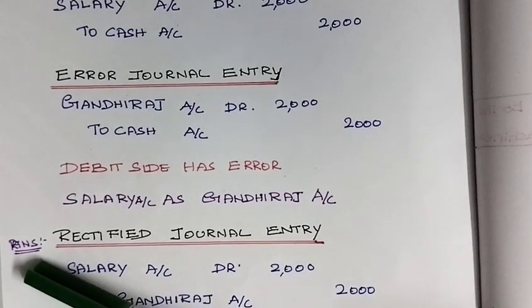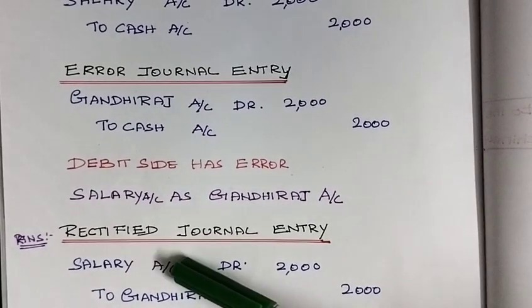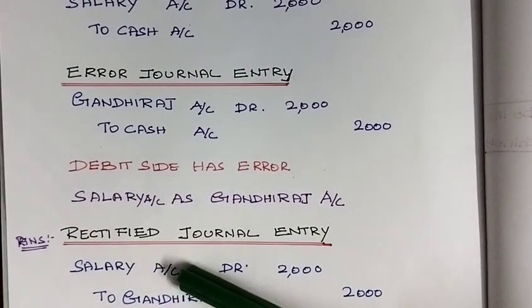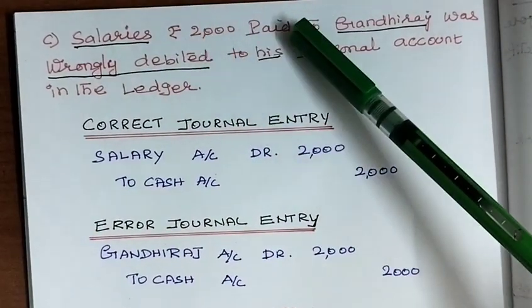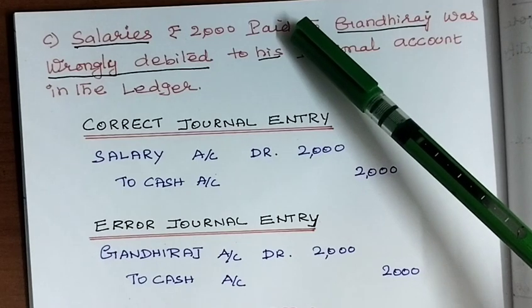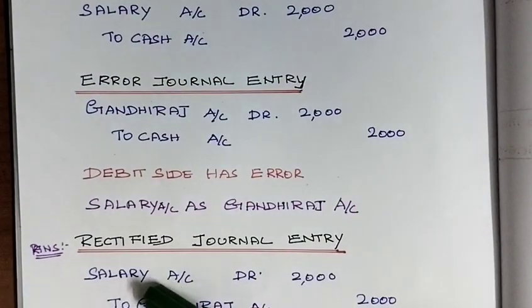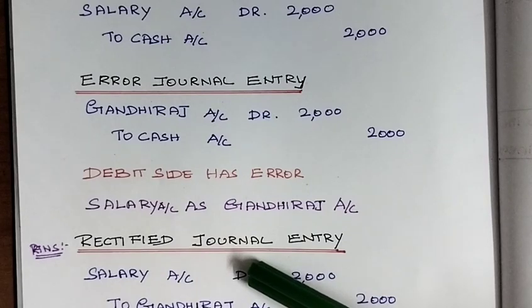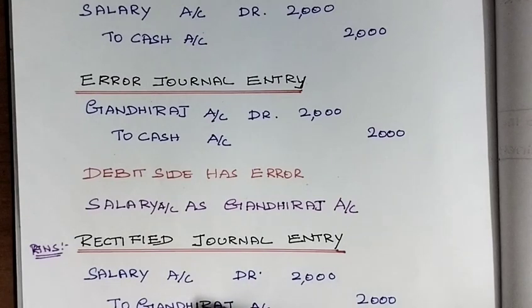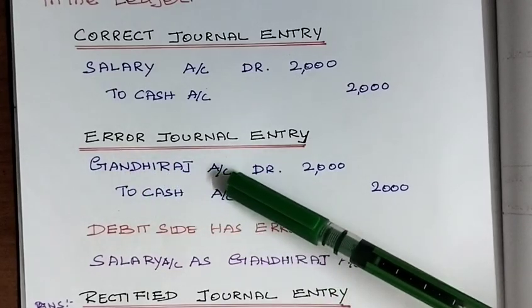Okay, how can we rectify this? For the rectification of the journal entry, first you have to enter the correct account. What is the correct account? Salary 2000 rupees paid, which means salary account debit, that is the correct account. So salary account debit 2000 rupees is entered on the debit side. Then we have to enter the error account in the rectification journal entry. Which is the error account? The Gandhiraj account is the error, wrongly posted.